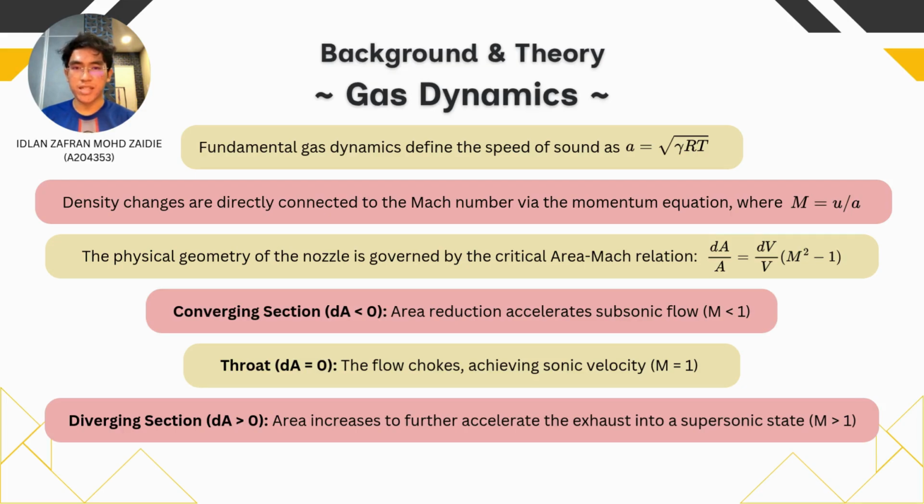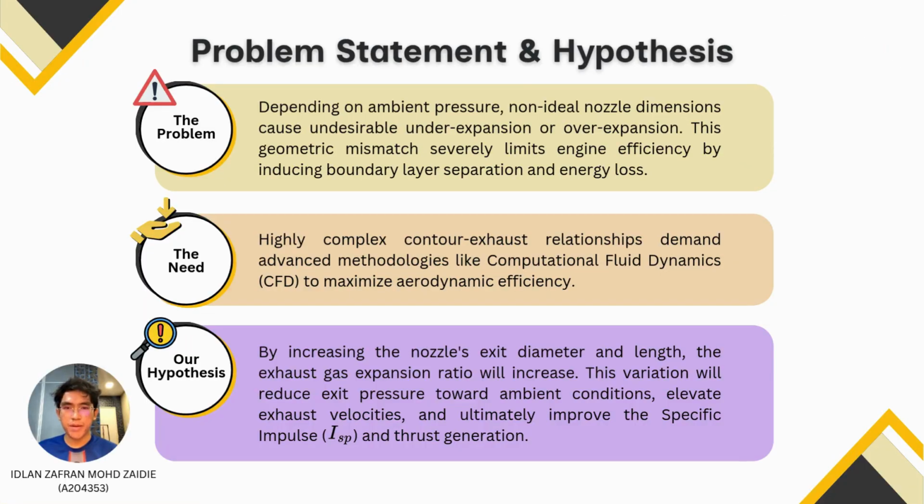Firstly, in the converging section, where dA is less than 0, the area reduction accelerates subsonic flow, keeping the Mach number below 1. Next, at the throat, where dA is equal to 0, the flow chokes, achieving sonic velocity at exactly Mach number equal to 1. And finally, in the diverging section, where dA is more than 0, the area increases to further accelerate the exhaust into a supersonic state. Moving on to the problem statement and hypothesis.